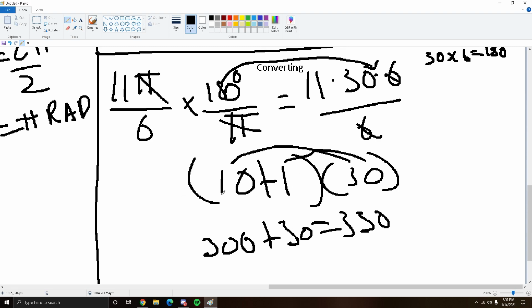So you guys are probably confused about this. You could do this any way, like 5 plus 6, or 6 plus 5, whatever. But as you can see, this is the easiest way. So you see 11, right? 10 plus 1 is equal to 11, and 30 stays the same while the 6 canceled out. So we're gonna do 30 times 10, which gives you 300. 30 times 1 gives you 30, and the answer is gonna be 330 degrees.